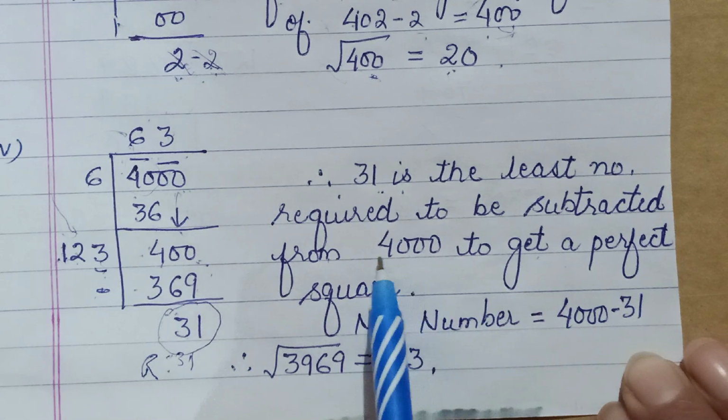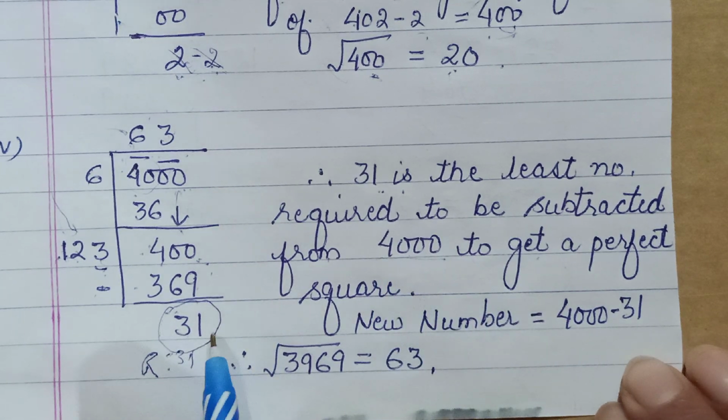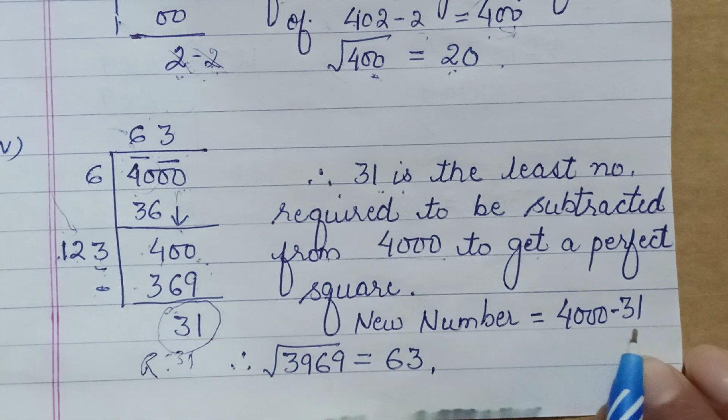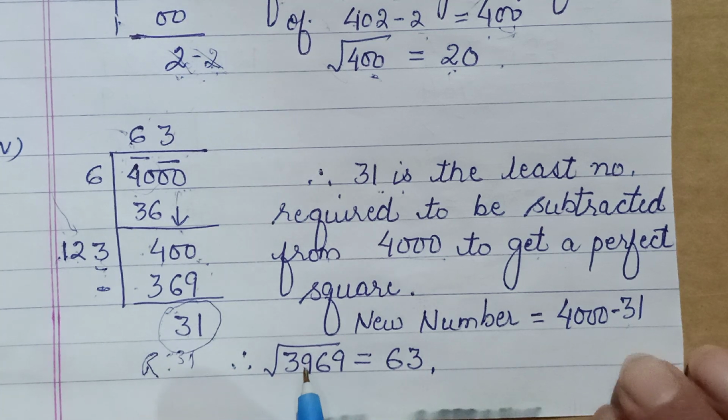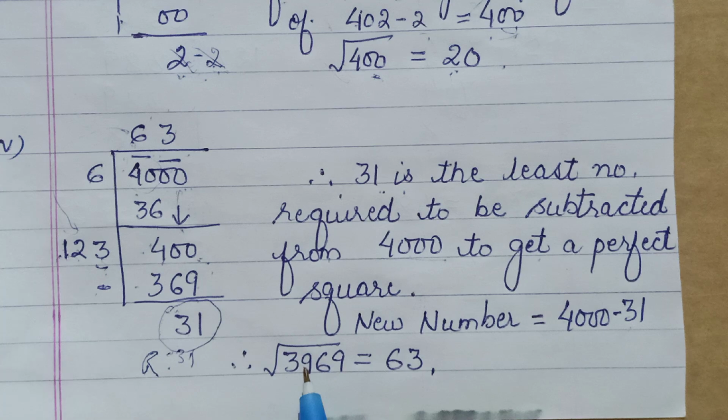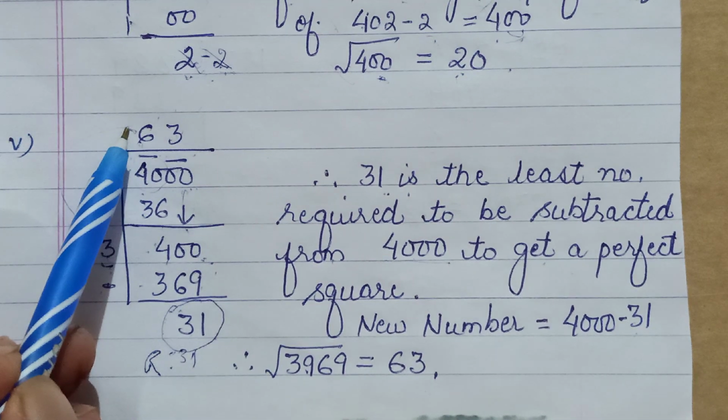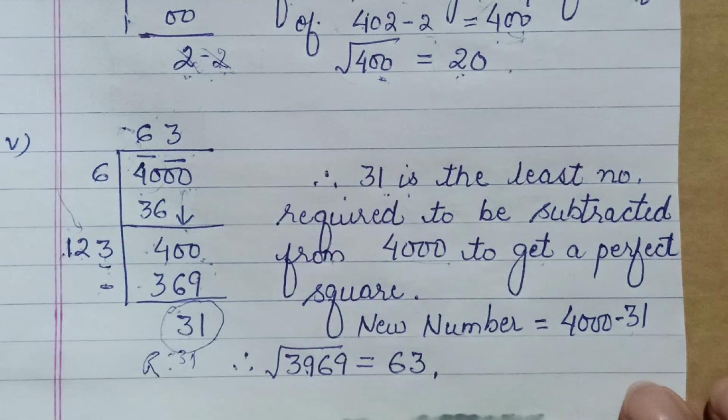And what will be that perfect square? तो ये number तो square नहीं था, इसमें तो 31 digits extra थे, तो आप इससे 31 minus करके जो number आता है वो perfect square होगा. And किसका perfect square होगा? 63 का. The quotient out here gives you the square root.